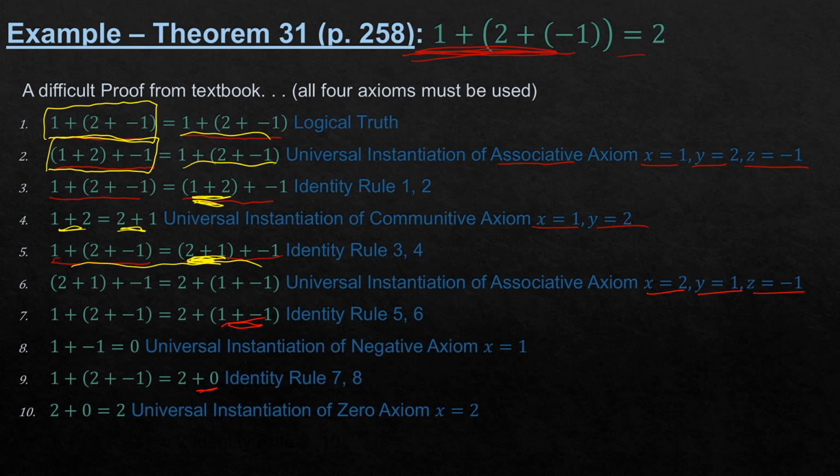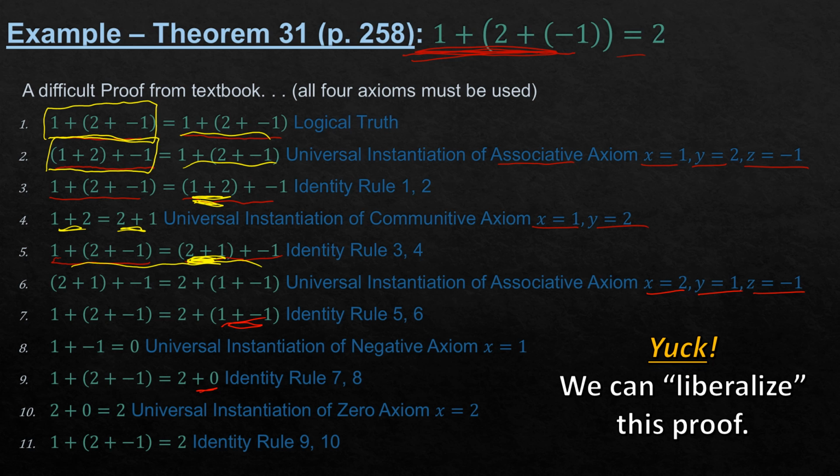And then for line 10, we do the universal instantiation of the 0 axiom. This time x is equal to 2. And then we do the identity rule with lines 9 and 10, and we can get our desired conclusion. So admittedly, this is just yuck. I don't like this too much. But we can liberalize, so to speak, this proof to make it a little bit simpler.